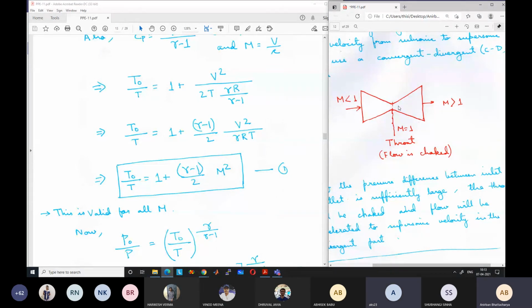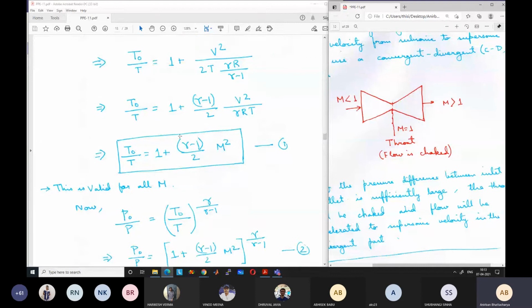Yes. Okay. So T0 by T is equal to 1 plus gamma minus 1 by 2 M square. This relation is very important because it gives us the opportunity to find the value of T at different locations in a nozzle if we know the velocity variation. This is valid for all M, whether subsonic or supersonic. We have not taken any assumption here. It is valid for a convergent nozzle, a divergent nozzle, anything.